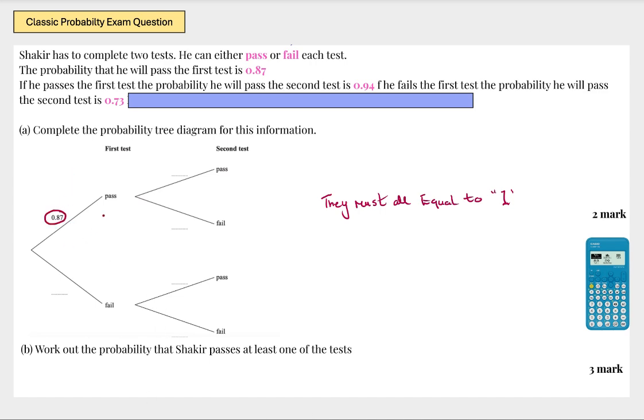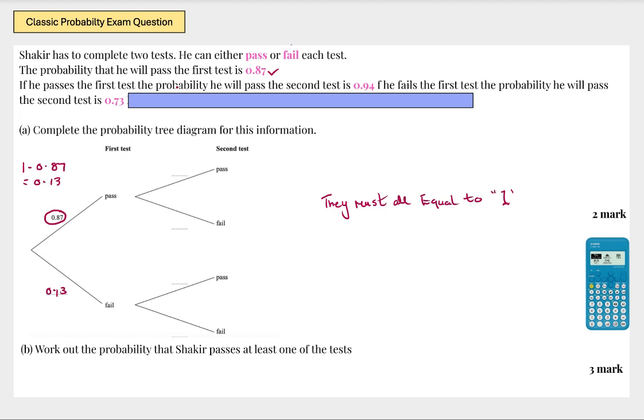Now, one thing you need to remember is they must all equal to 1. So to do that, you could do 1 subtract 0.87, and that will give you your answer on the calculator of 0.13. I know that 0.13 plus 0.87 equals 1. So that's done. Let's tick that off.